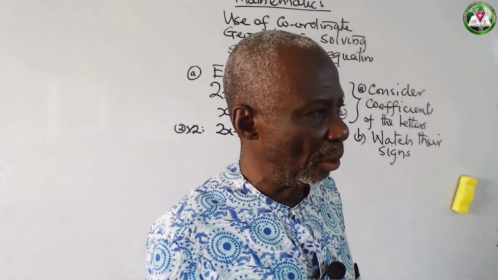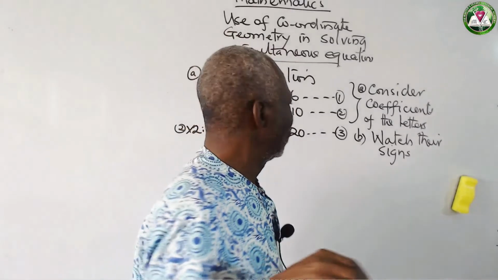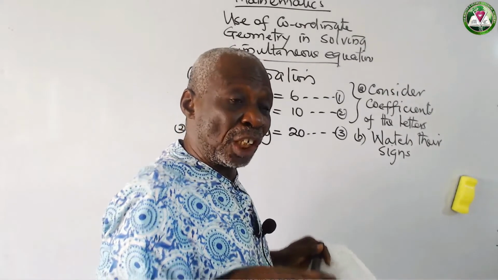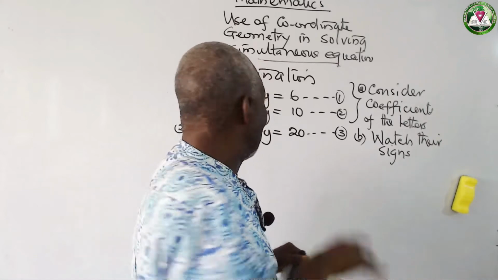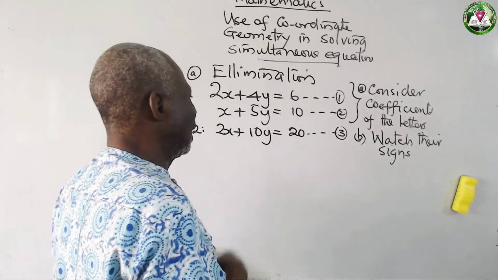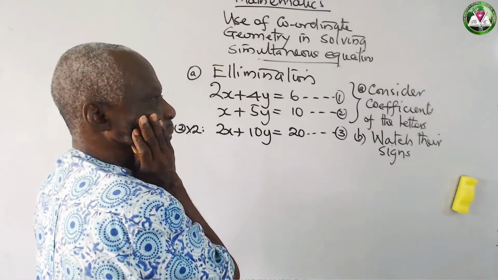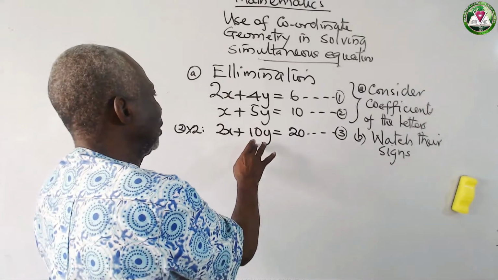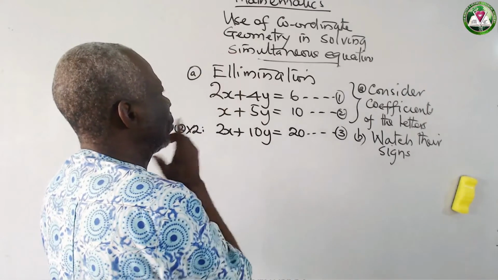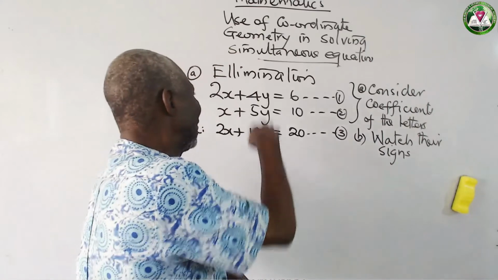Coefficient of x is 2. Let's look at equation 3. Coefficient of x is 2. It therefore means we have brought the two equations to the same coefficient. If that be the case, now, let's go to the coefficients of y. In equation 3, the coefficient of y is 10. And in equation 1, the coefficient of y is 4. So 10 is bigger than 4.